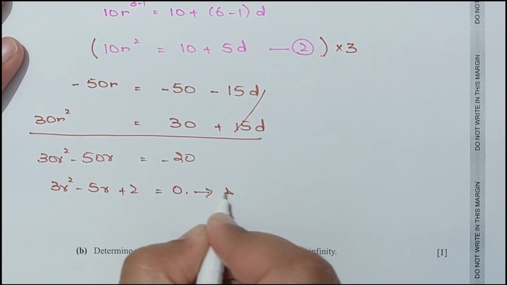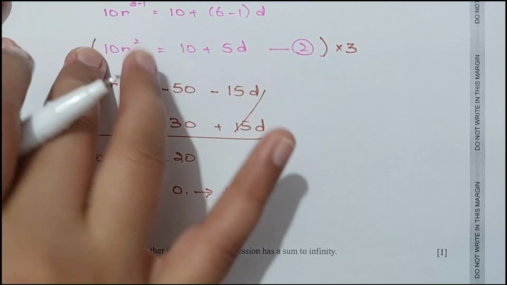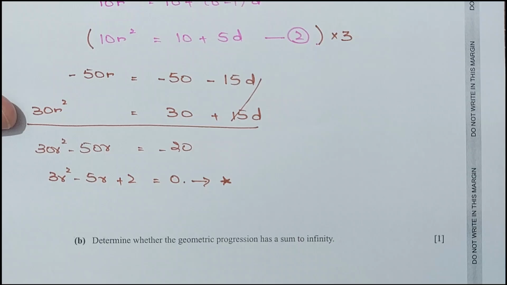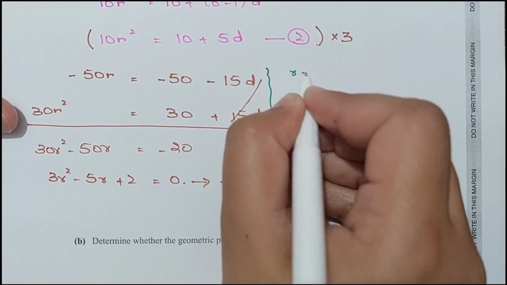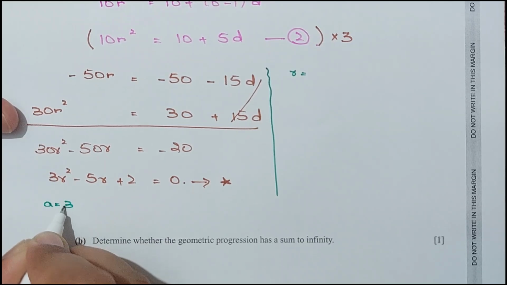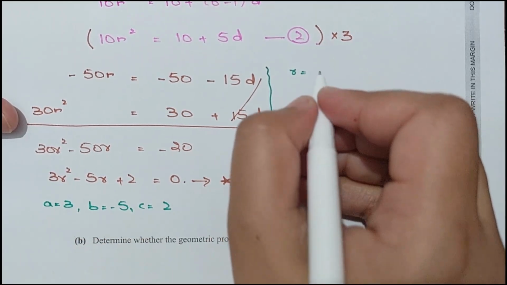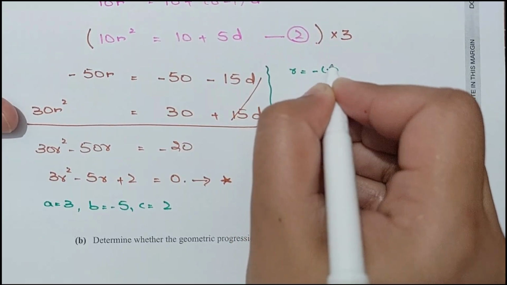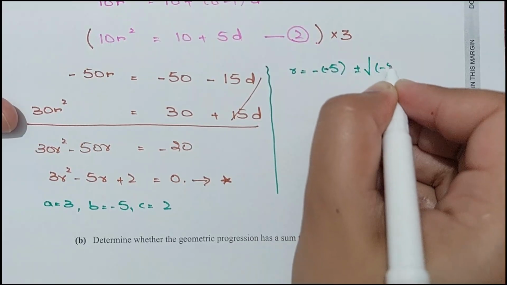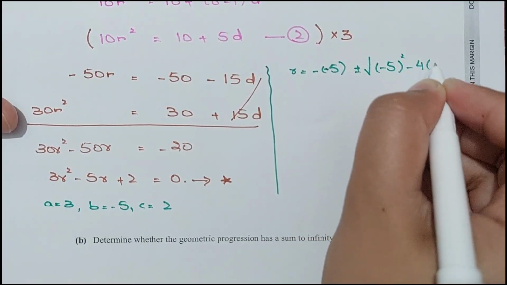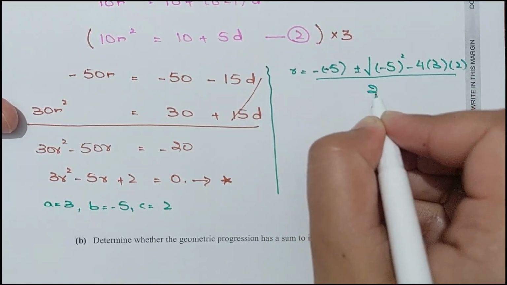So we have to apply the quadratic formula to solve for r and then plug into the first or second equation to solve for d. Let me apply the quadratic formula over here. So r equals, the a value is 3, the b value is negative 5, and the c value is 2. r equals negative b, which is also minus 5, plus or minus the root of b² minus 4 times a and c, divided by 2 times a.